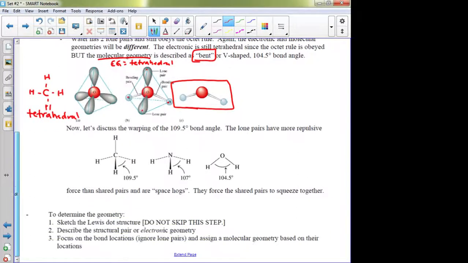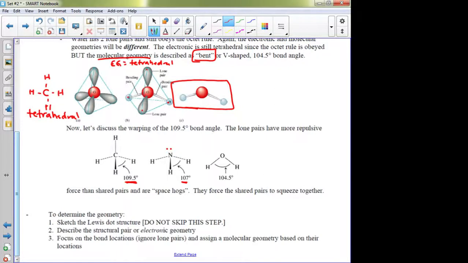All right, now let's look at what happened to the bond angles. When I have 4 things bonded to it, what's the angle between all of them? 109.5. What happened when I add a lone pair up there? What happens to my bond angle? It decreases to 107, because that lone pair is causing these hydrogens to be pushed down even more, right?